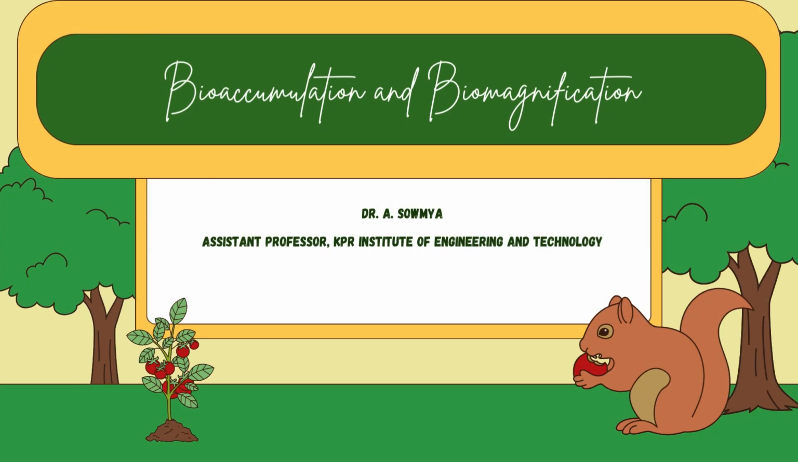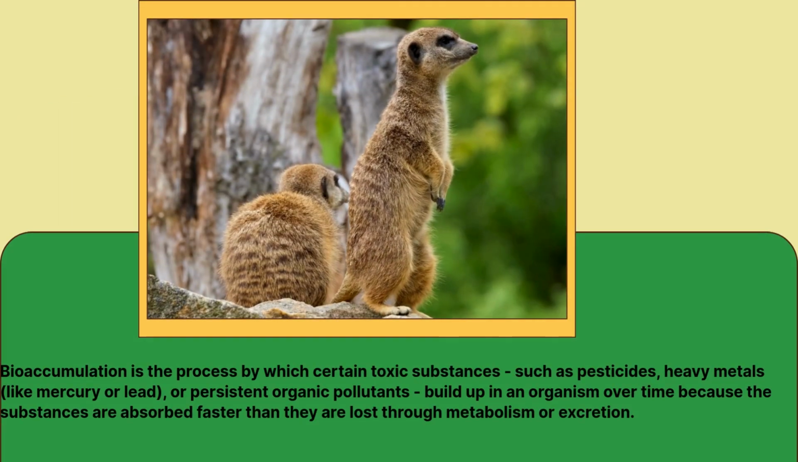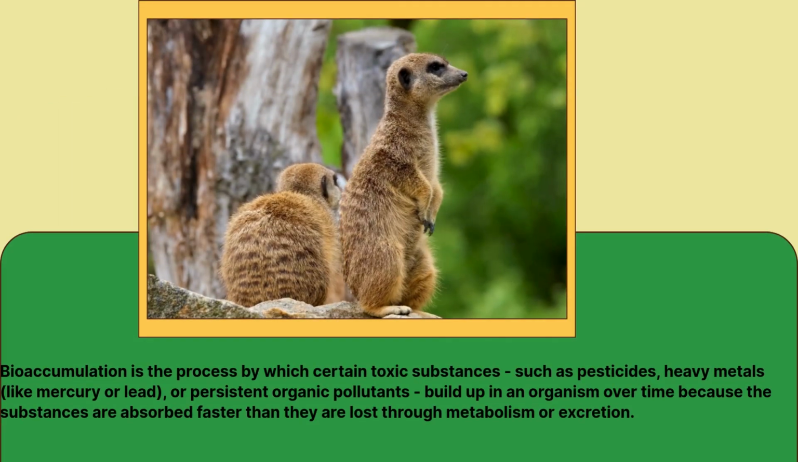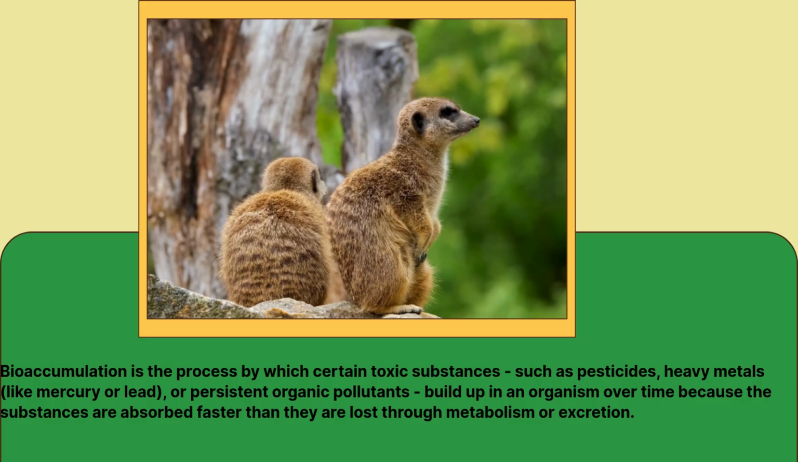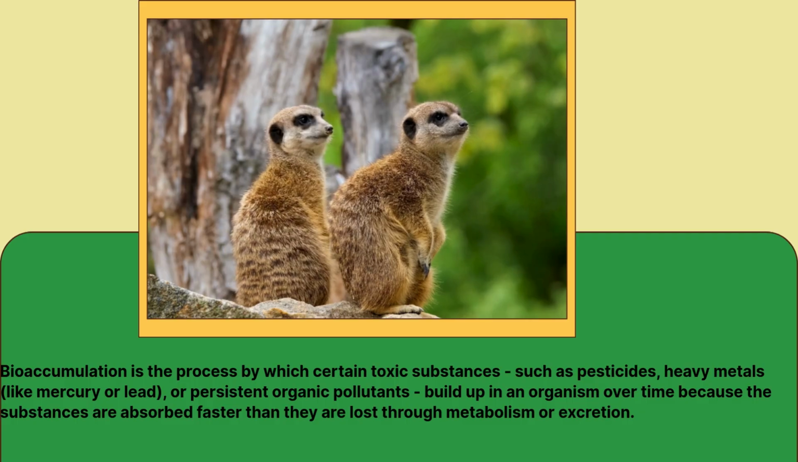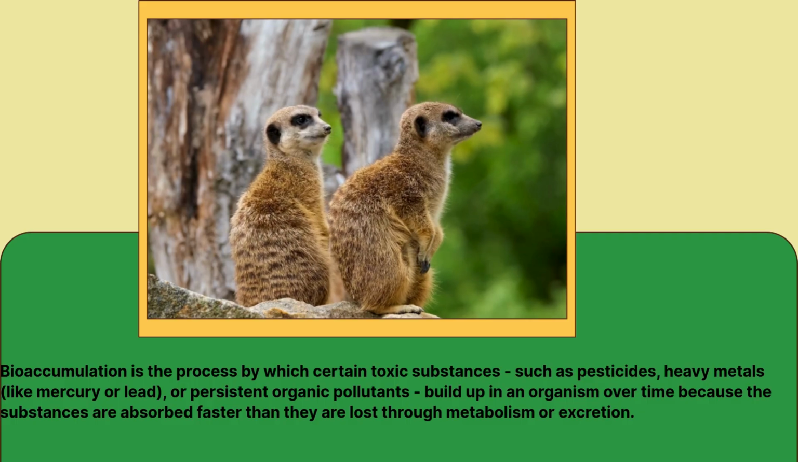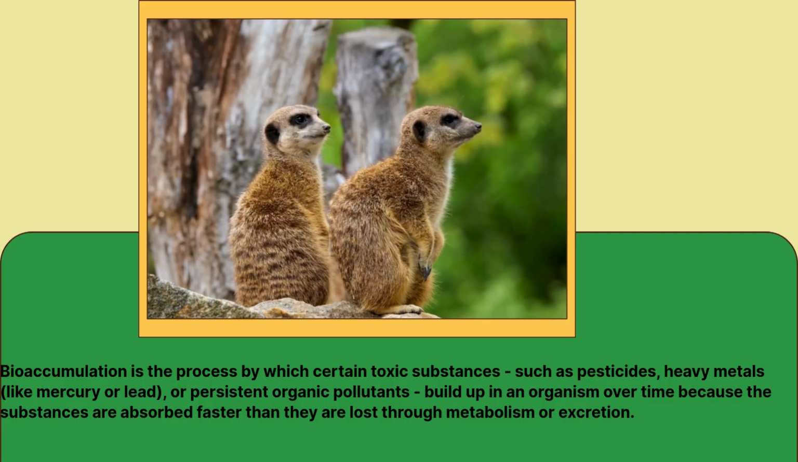Today, the session is on bioaccumulation. Bioaccumulation is the process by which certain toxic substances, such as pesticides, heavy metals like mercury or lead, or persistent organic pollutants, build up in an organism over time because the substances are absorbed faster than they are lost through metabolism or excretion.